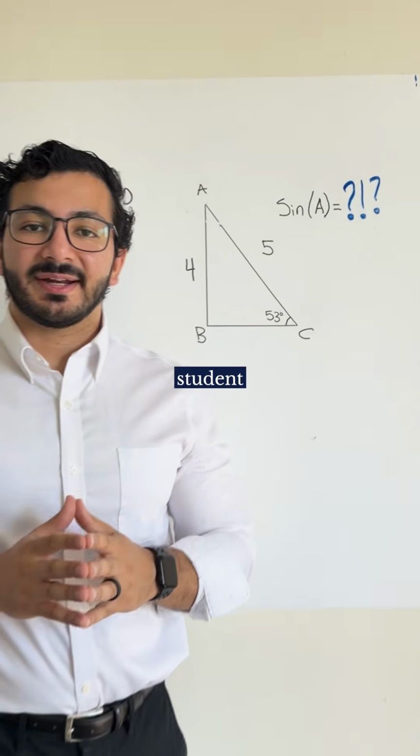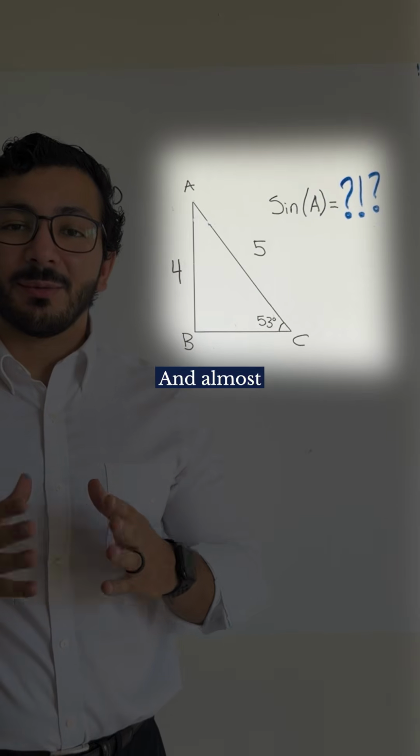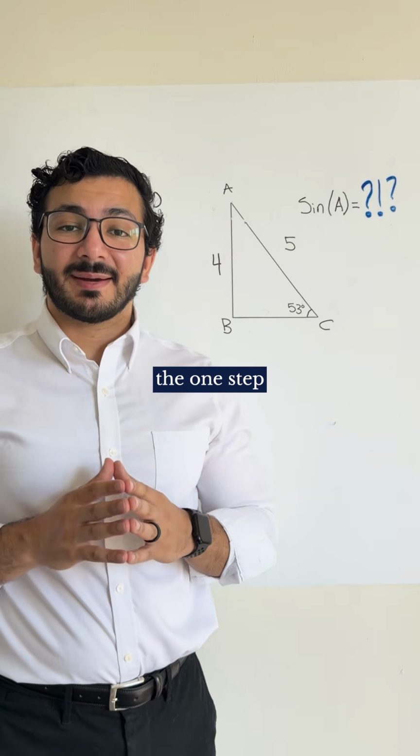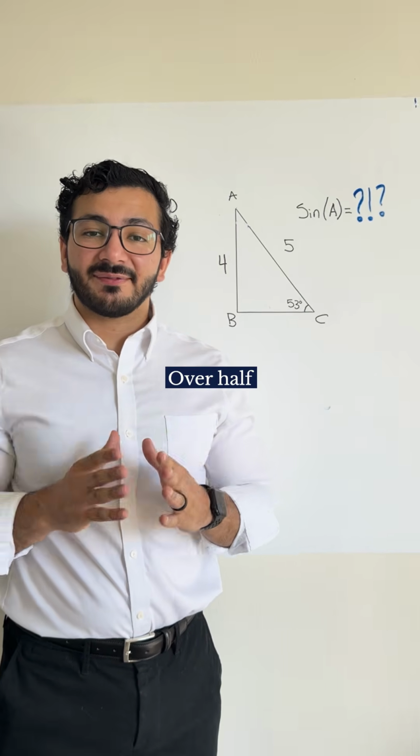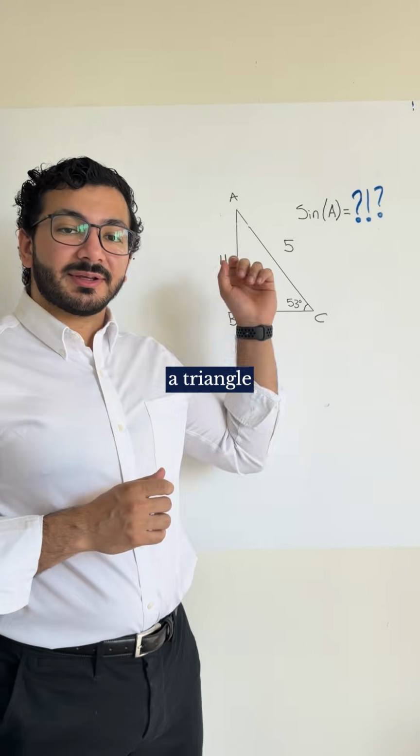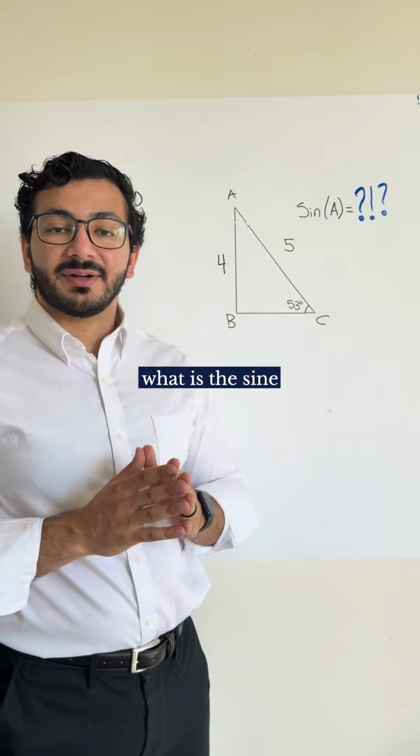Every SAT student knows SOHCAHTOA, and almost everyone still picks the wrong trig ratio because of the one step they skip before they start. Over half of SAT students get this question wrong. Let's see if you can do it. We're given a triangle ABC here, and we're asked what is the sine of A.